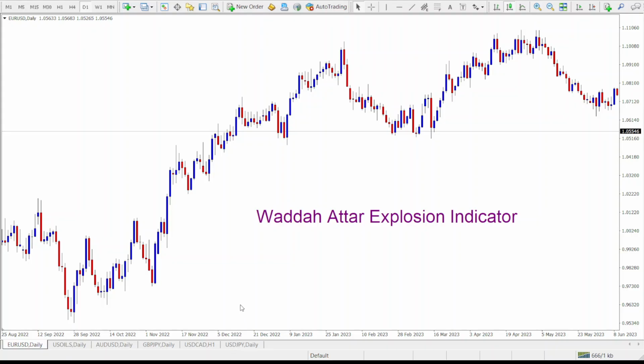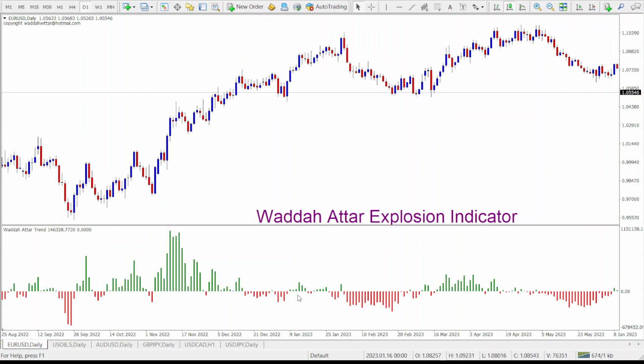Now, I'm just going to add the indicator to the chart right away. Right, this is how the Waddah Attar Explosion Indicator looks. Basically, as we can see, this indicator uses a dynamic histogram to display trend direction. It's actually a trend following indicator, right? So I'm going to recommend using this indicator in a trending market in order to avoid false signals.